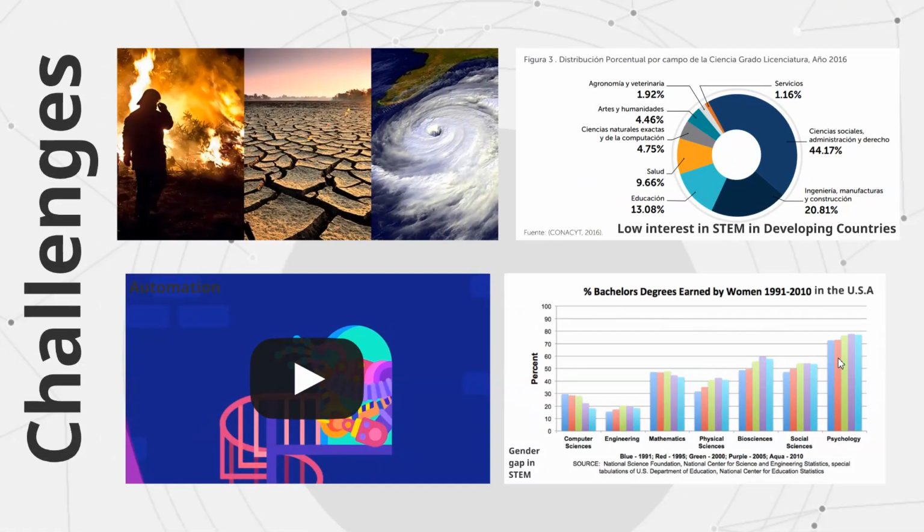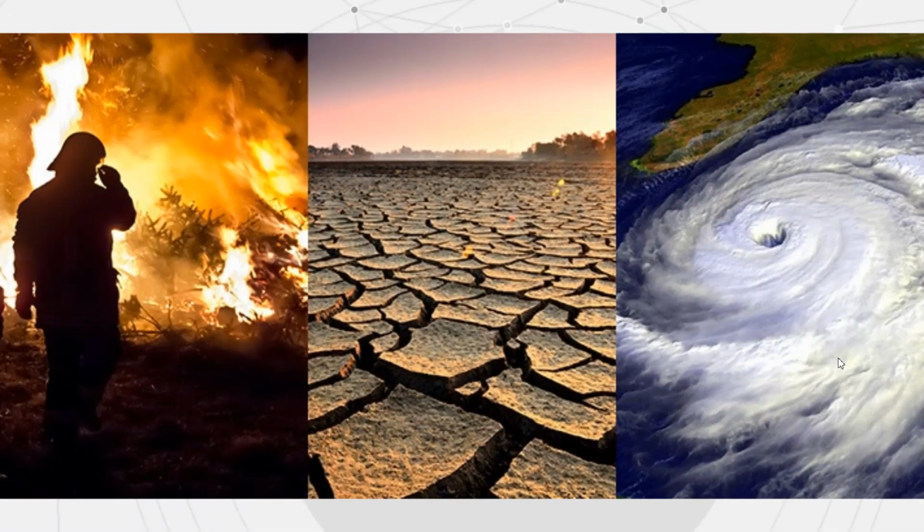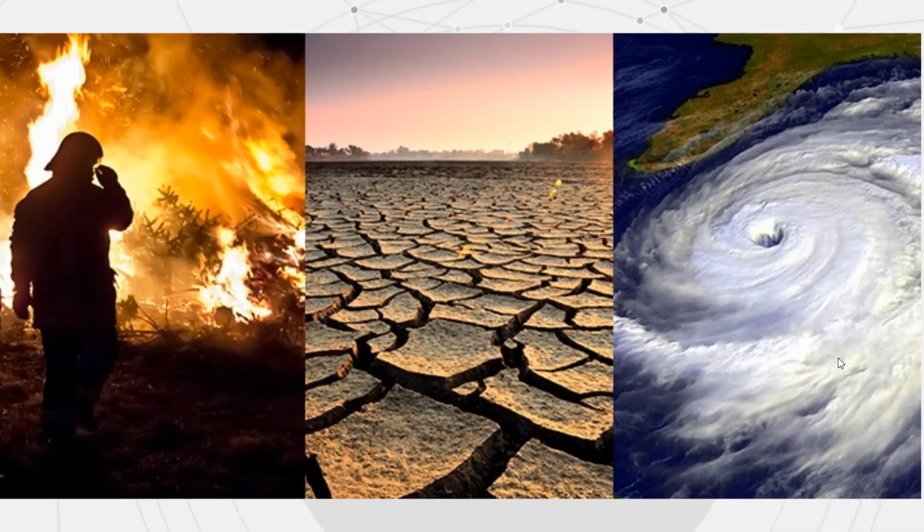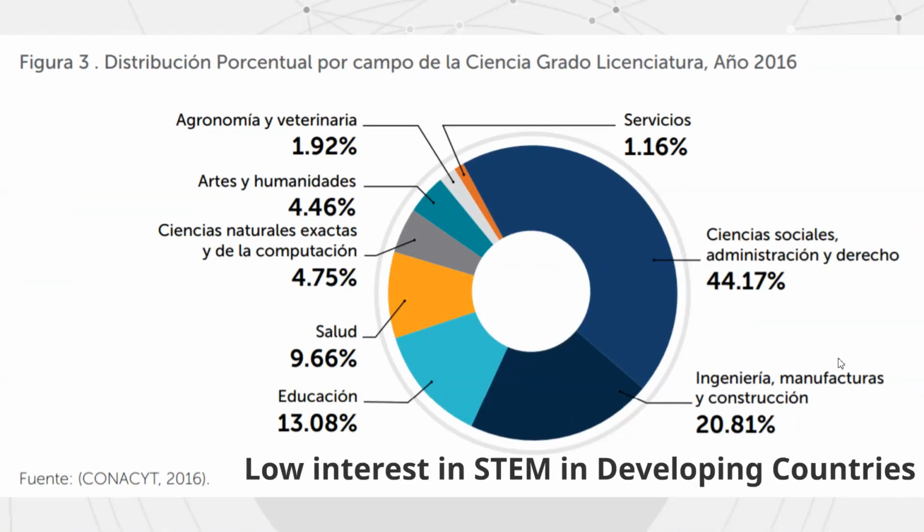What are the challenges that we are experiencing today? Well, one of them is climate change. I mean, I don't think I have to talk about that. We just experienced the horrible situation in Australia with the fires, and we need to solve that. We don't have time. It's not going to be enough time to solve this. We also have a lot of problems, especially in developing countries, with the low interest in science, technology, engineering, and math subjects.